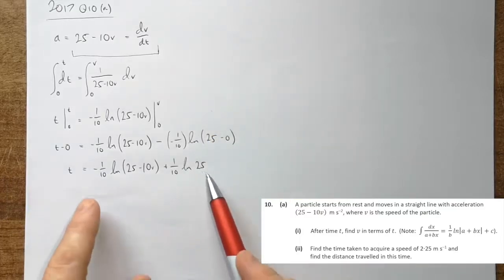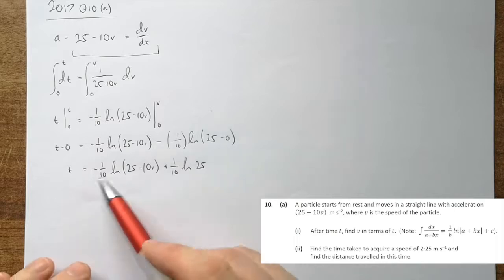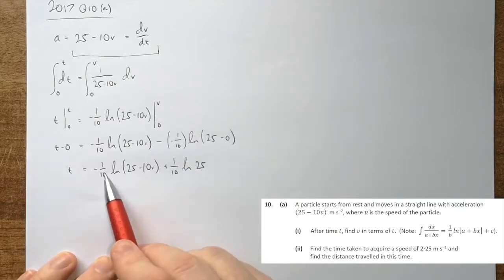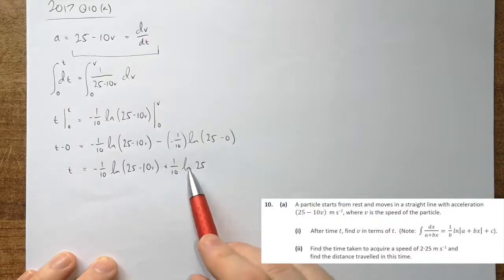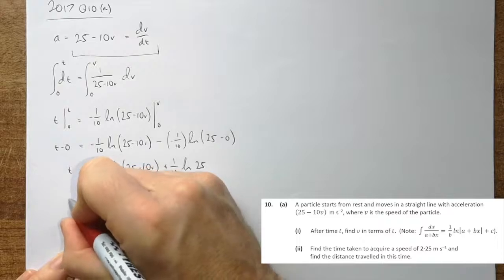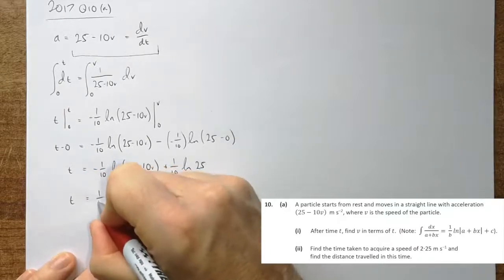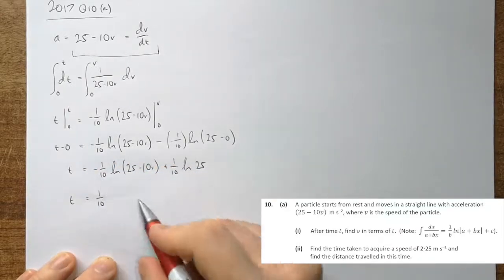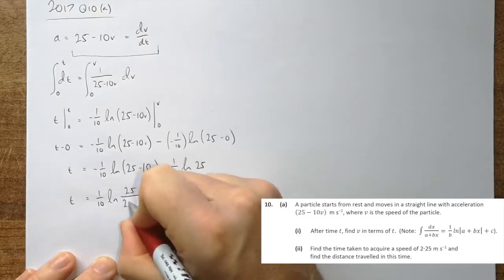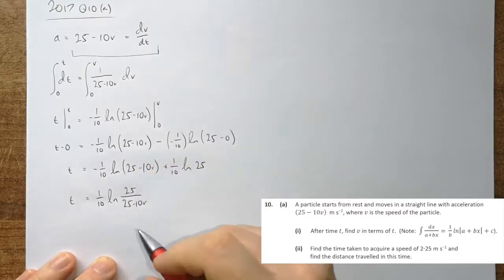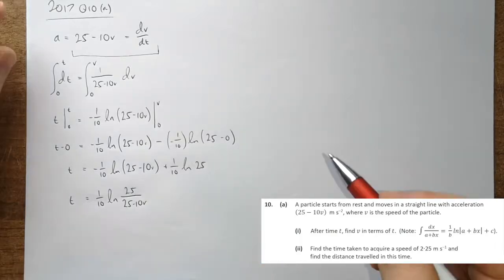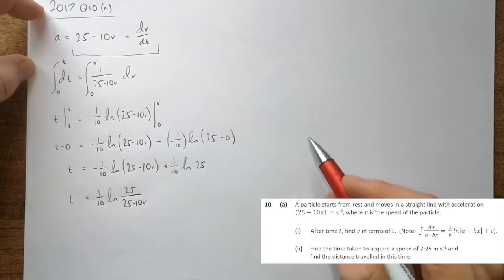Now, we want to bring these together a little bit here. Essentially, remember, it's really this one minus that one. So we have log A minus log B, which is log A divided by B. So this is the same thing, it's just a bit uglier. So it's 1 over 10, because remember, it's this one minus this one, natural log of 25 over 25 minus 10v. I actually think working with the logs and exponentials in this question is nearly harder than the differentiation and integration. So it's good practice for that kind of thing.